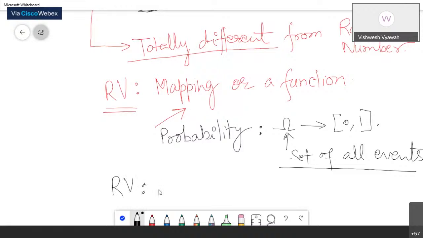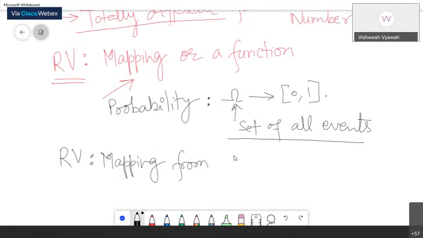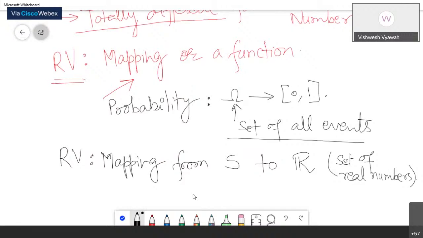I'll write again. Random variable is a mapping from, now the most important thing, which is the domain and which is the range for this. Random variable from S, your sample space, to R. What is R? R is the set of real numbers.